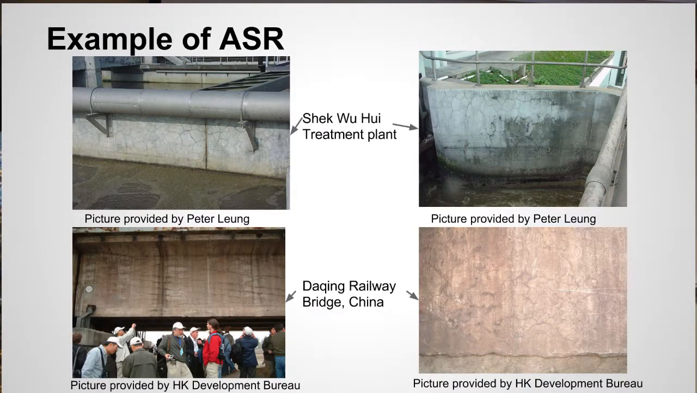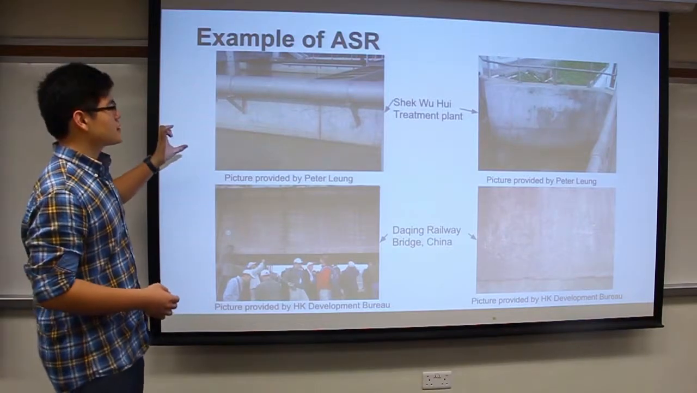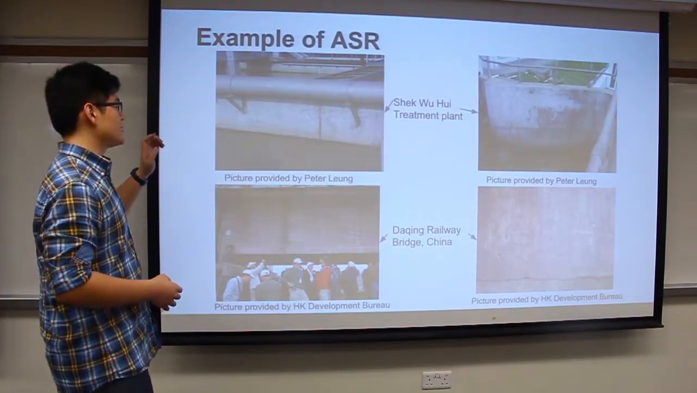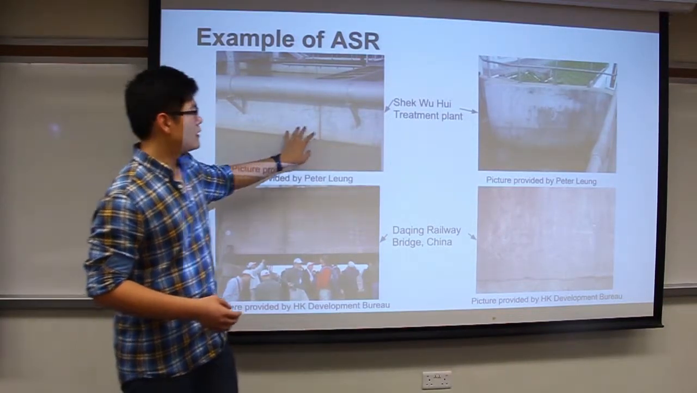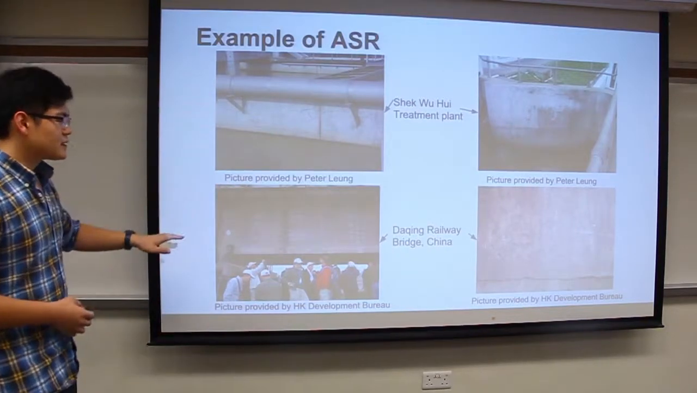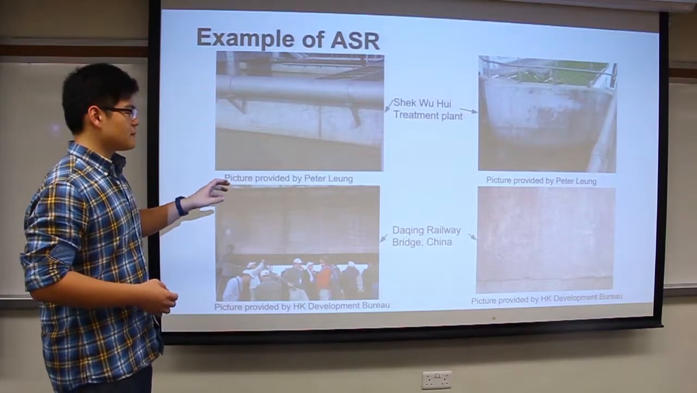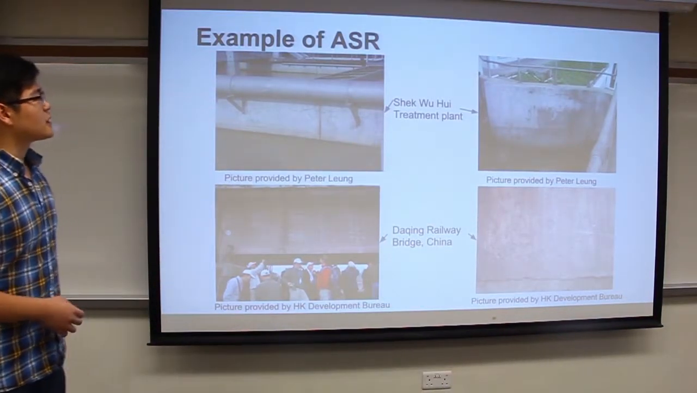And here are some examples of ASR damage. The pictures on the top are taken from Shek Wu Hui treatment plant in Hong Kong. And we can clearly see the map cracking of the concrete. And the pictures on the bottom are the condition of ASR of Daqing Railway Bridge in mainland China.